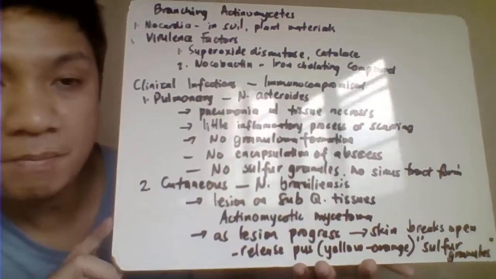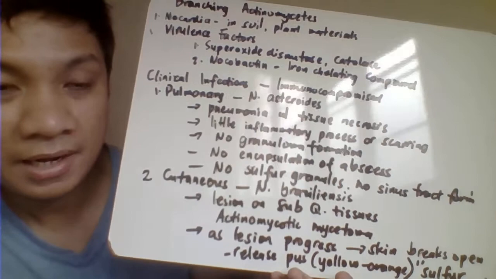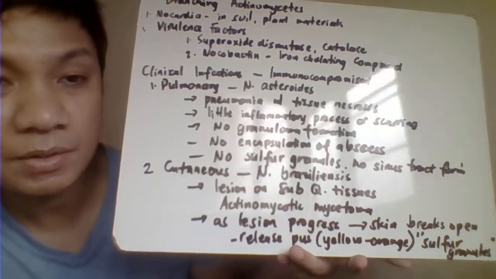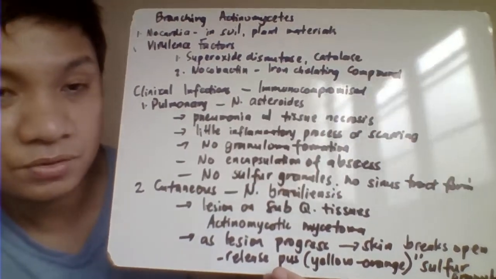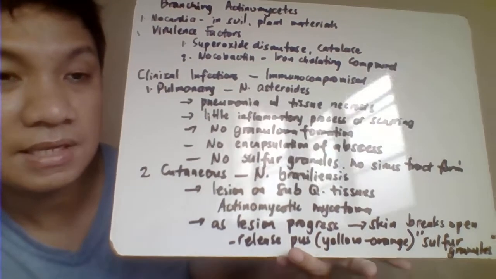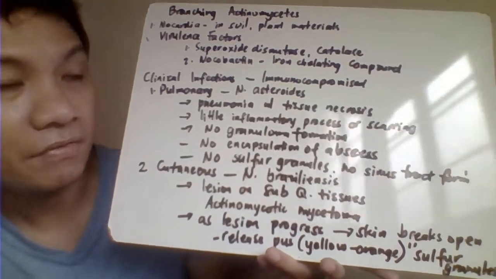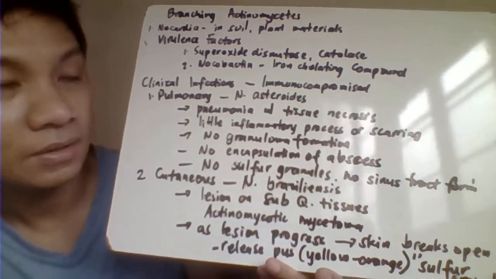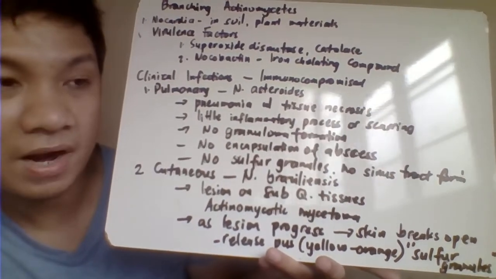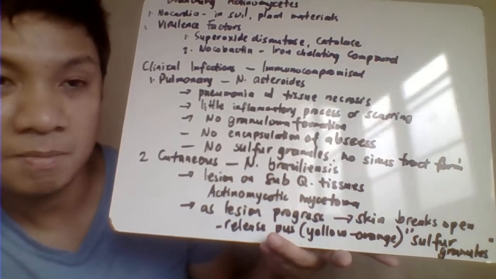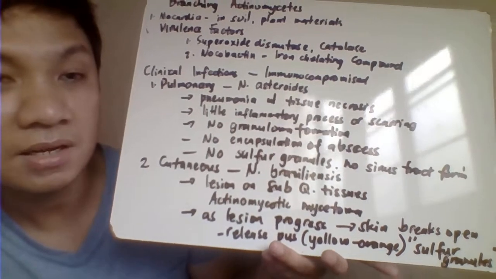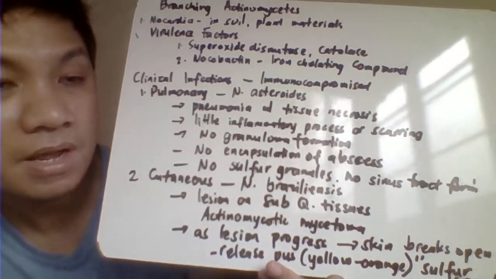Okay, now we go to your branching form of gram-positive bacilli. We try to form here, try to branch. So this includes your Actinomyces and even your Nocardia. First one, we have here the Nocardia. Nocardia can be found in a variety of environmental origins. It could be found here in the soil or even in plant materials.